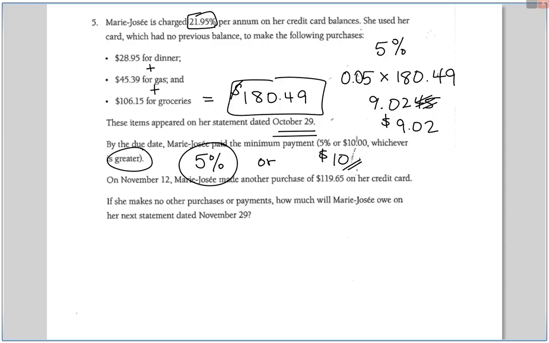Okay, next part of this question. On November 12th, Marie makes another purchase of $119.65 on her credit card. If she makes no other purchases or payments, how much will she owe on her next statement dated November 29th? And we have this original date of October 29th. Okay. So how much does she initially owe?